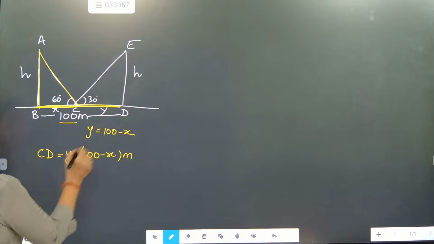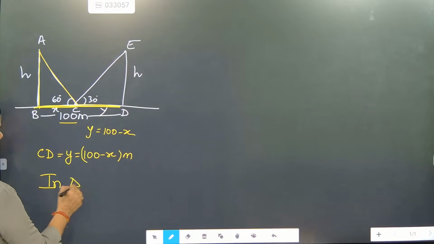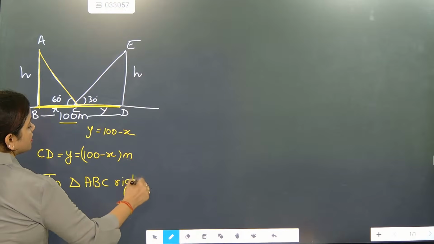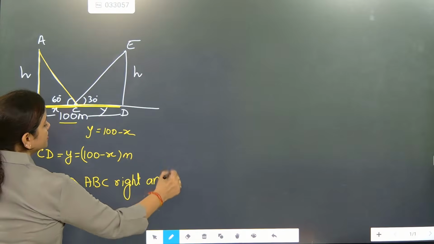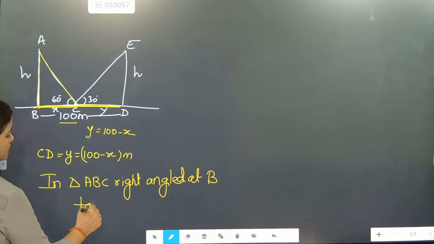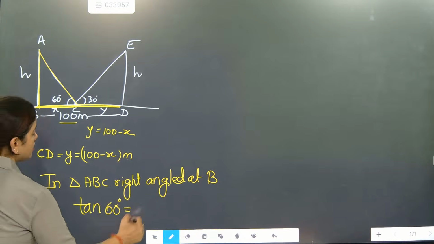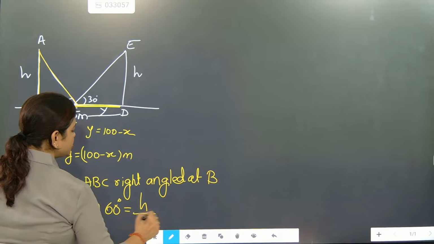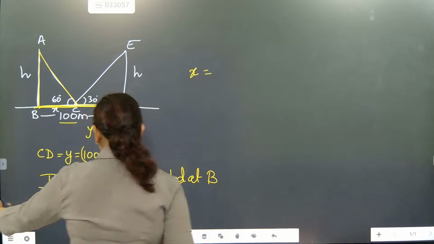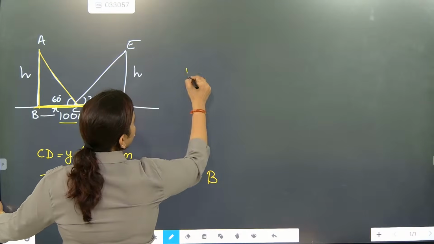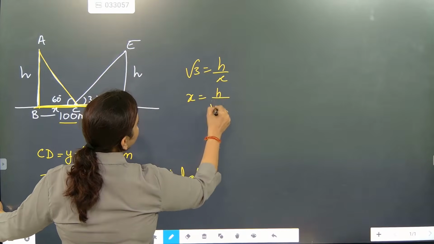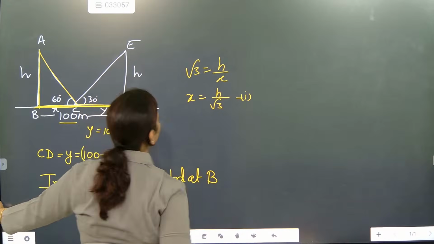Okay, now let's check this one out. In triangle ABC, right angled at B, tan 60 degree will be equal to h by x. So root 3 is equal to h by x. So x is equal to h by root 3. We will take it as equation 1.